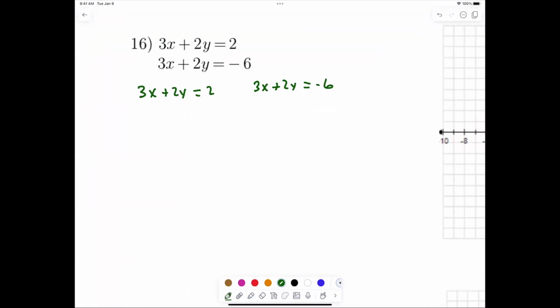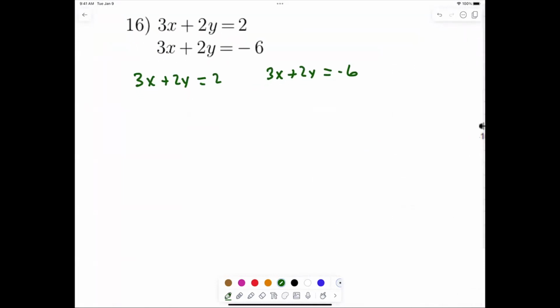Colton, what am I going to do for the first equation? You're going to move the 3x over to the other side, so it's 2y equals negative 3x plus 2. And then what? You divide it by 2, then you have y equals negative 3 over 2 x plus 1. Perfect. Thank you very much. All right, Jay, for the second one, what am I doing? You subtract 3x. So it's 2y equals negative 3x minus 6. And then what?